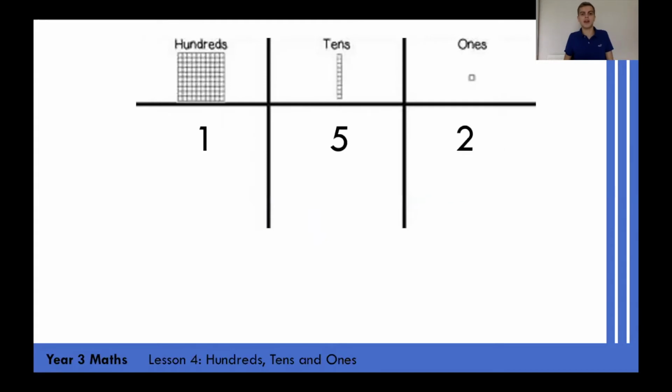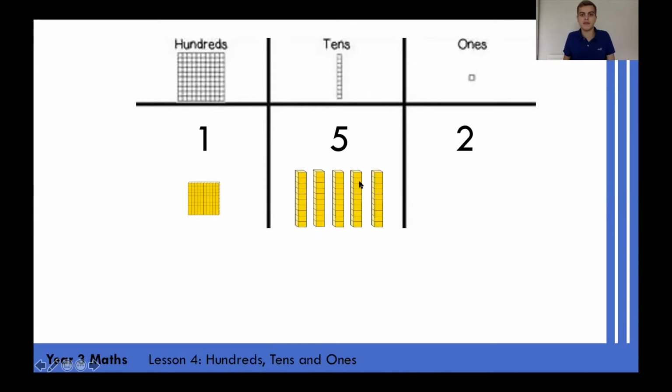So here, this time, I've got 152. And I'm going to do exactly the same. So first of all, I'm going to make it out of hundreds, tens and ones. So how many hundreds? I've got the digit 1 in my hundreds column. So I need 100. There we go. How many tens? I've got the digit 5. So I need 5 tens. 1, 2, 3, 4, 5. Excellent. How many ones am I going to need?